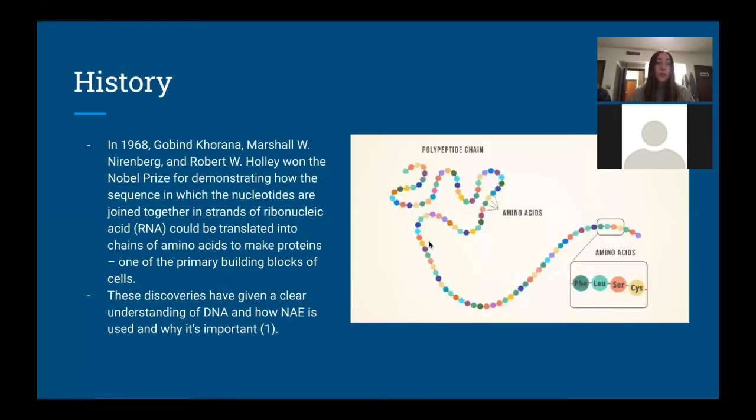In 1968, Har Gobind Khorana, Marshall Nirenberg, and Robert Holley won the Nobel Prize for demonstrating how the sequence in which the nucleotides are joined together in strands of ribonucleic acid could be translated into chains of amino acids to make proteins, which are one of the primary building blocks of cells. These discoveries have given a clear understanding of DNA and how nucleic acid extraction is used and why it's important. And then I've included a picture of a polypeptide chain, which also shows all the amino acids that it's made up of.